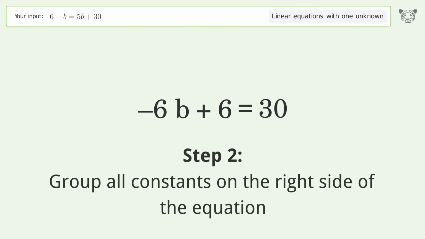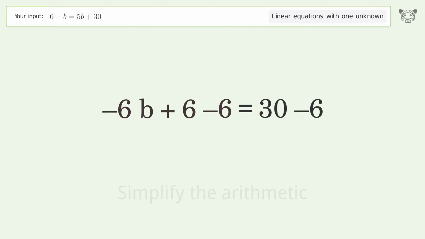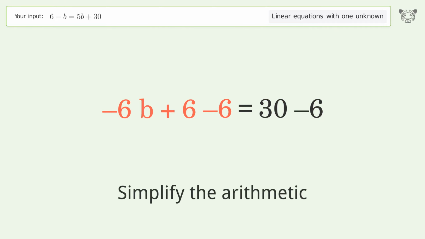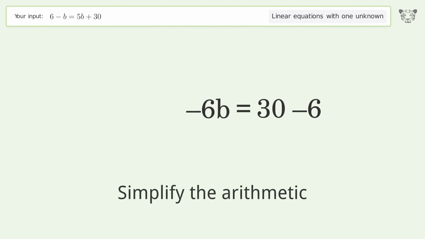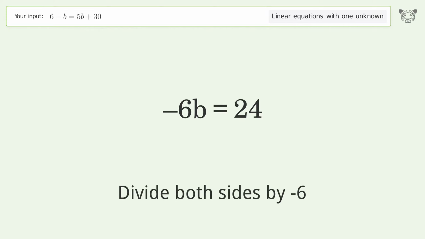Group all constants on the right side of the equation. Subtract 6 from both sides. Simplify the arithmetic. Isolate the b. Divide both sides by -6.